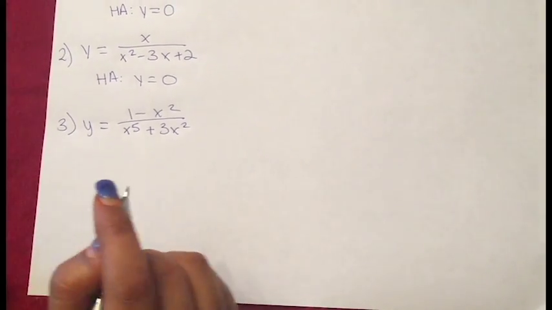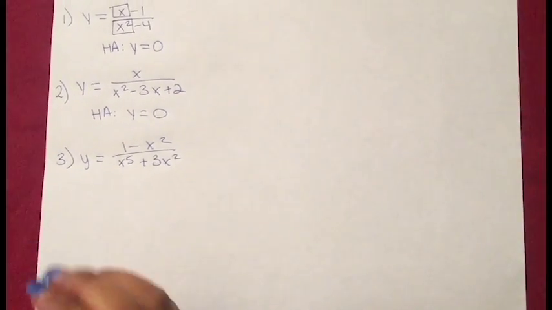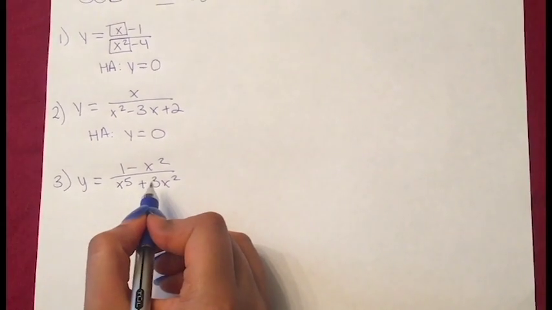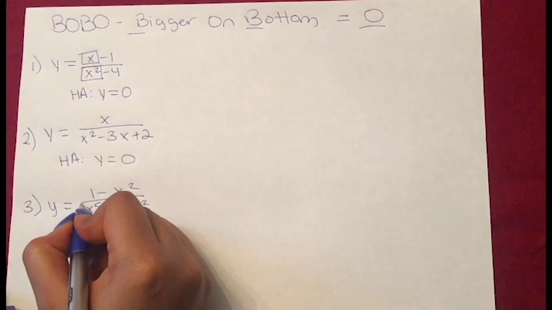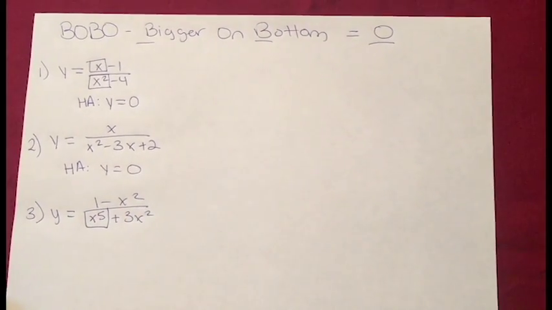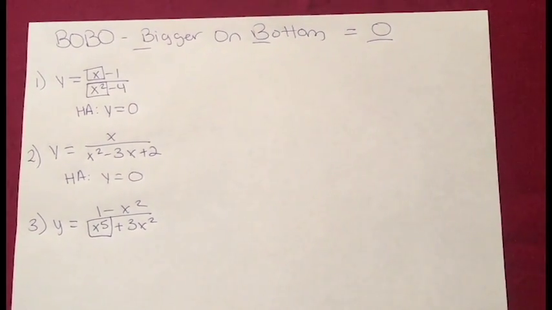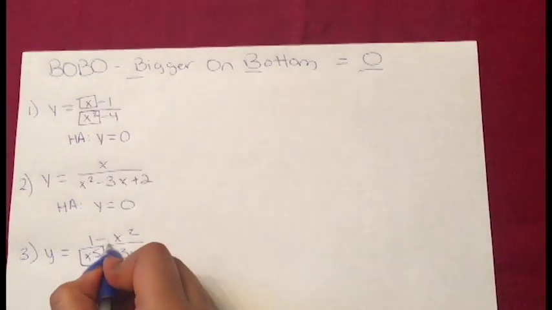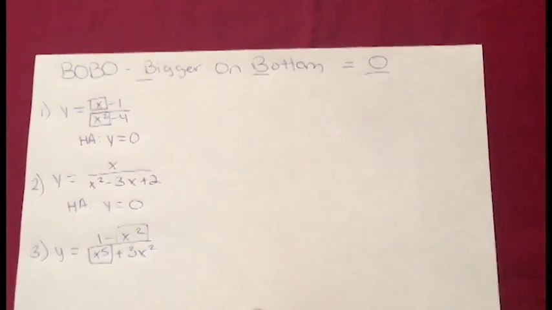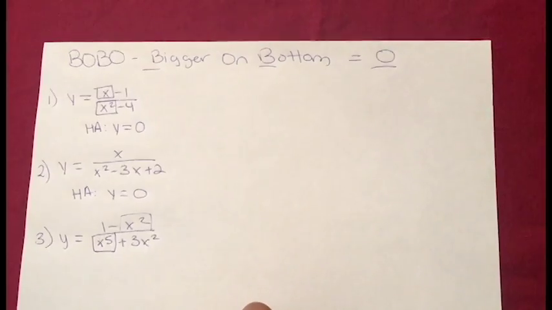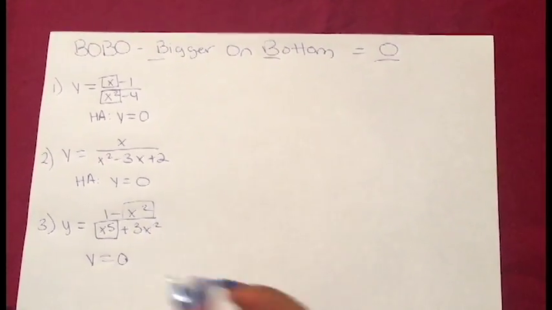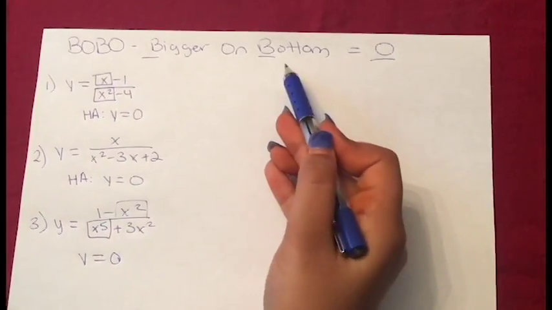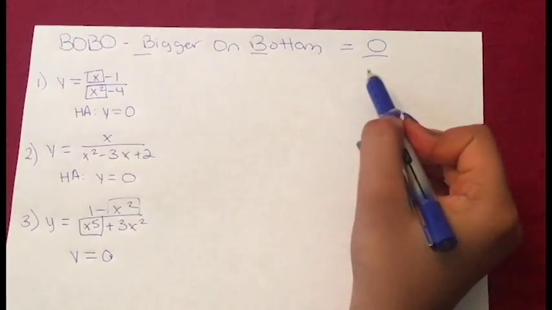So the highest power in the numerator is 2. There is an x squared in the denominator, but it doesn't matter because the highest power in the denominator is x to the 5th power. Since the largest power underneath is bigger than that of the largest power on top, the horizontal asymptote will be y equals 0. Following the rule of Bobo, if it's bigger on bottom, the horizontal asymptote will be 0.